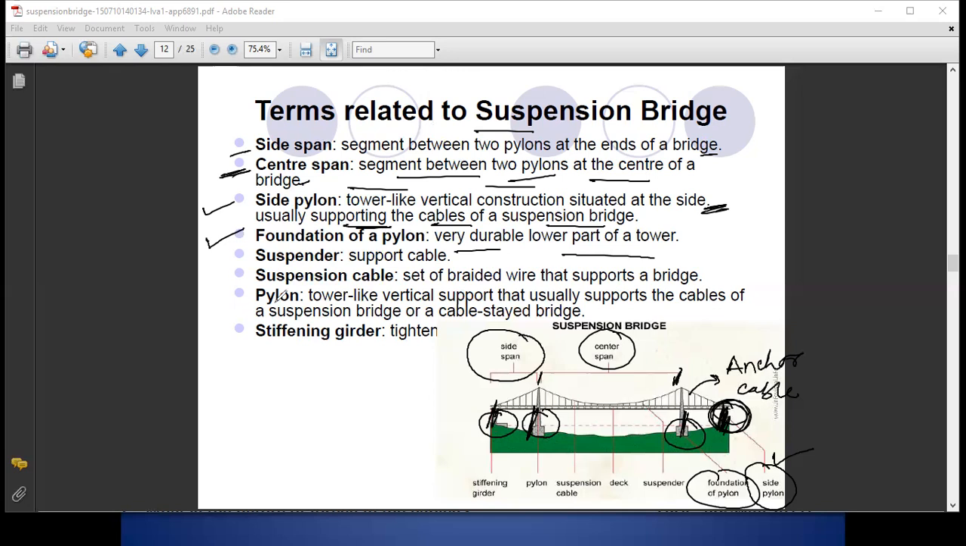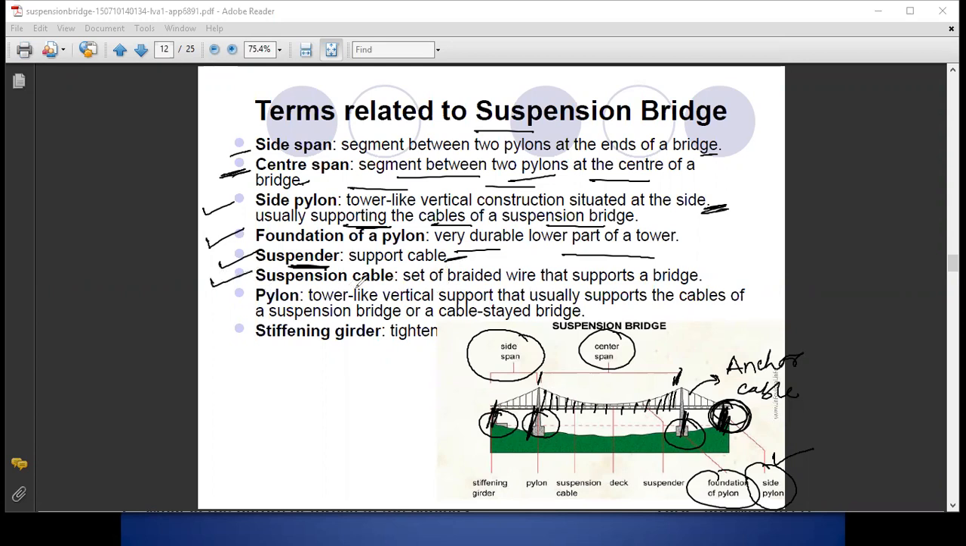Okay, next is the suspenders. Whatever the vertical cables are there, which are connected to the deck slab and the suspension cable, which will transport the load from the deck slab to the suspension cable, that is called a suspender, which is also called a supporting cable.